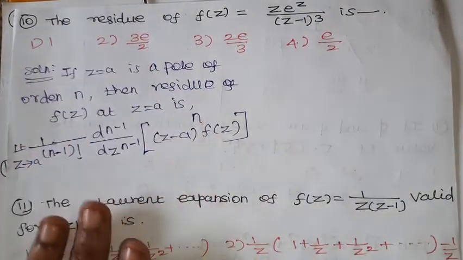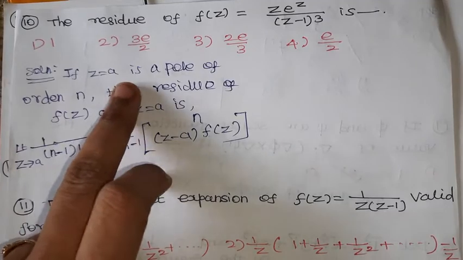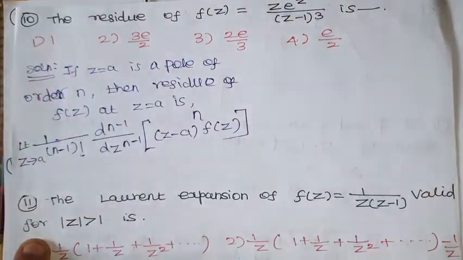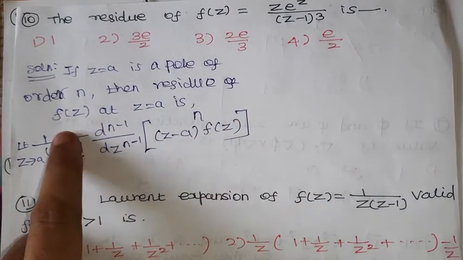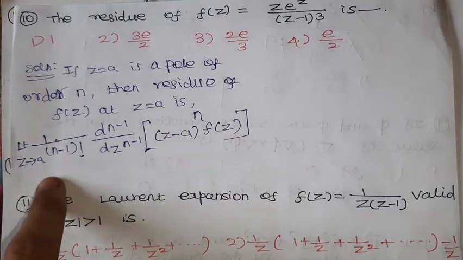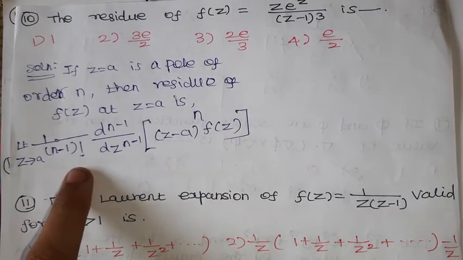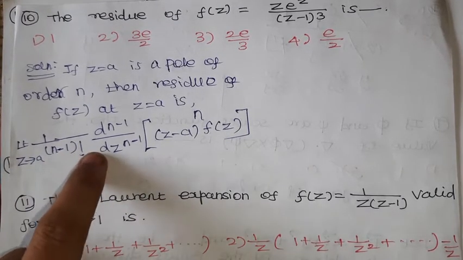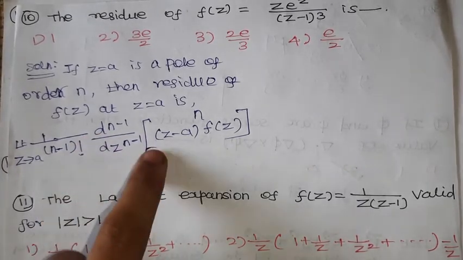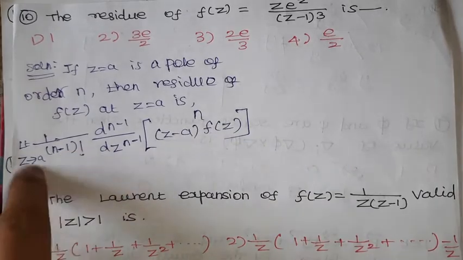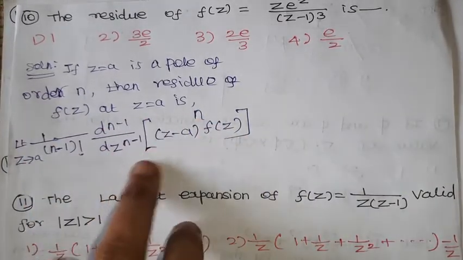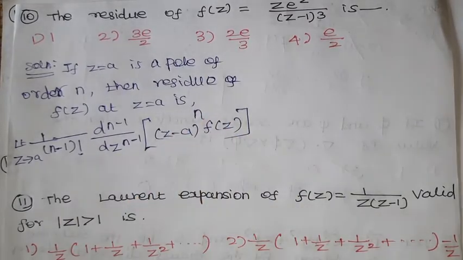What is the residue formula first? If z equal to a is a pole of order n, then the residue of f of z at z is equal to a is the limit as z tends to a of 1 by (n minus 1) factorial into d power n minus 1 by dz power n minus 1 of (z minus a) the whole power n into f of z. See carefully here, it is n minus 1 in the factorial and derivative, and only n in the power of z minus a.